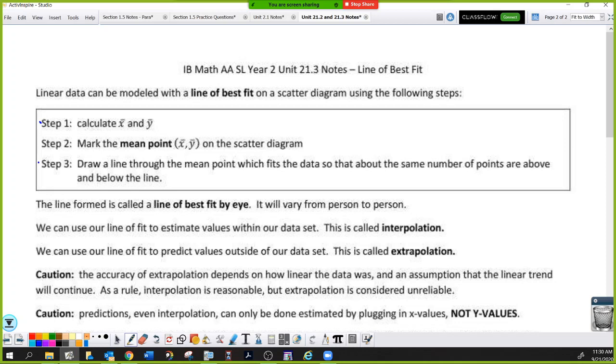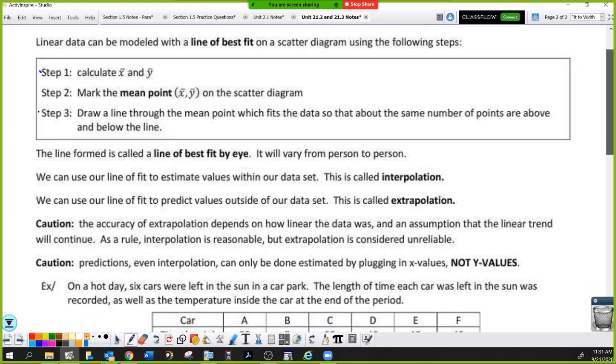I have never seen an IB question where you found a line of fit by eye, ever. Now, they might give you a line of fit by eye and ask you some questions about the image to analyze it and things like that, but to actually find it, you don't have to. Are you going to have to? Yes.